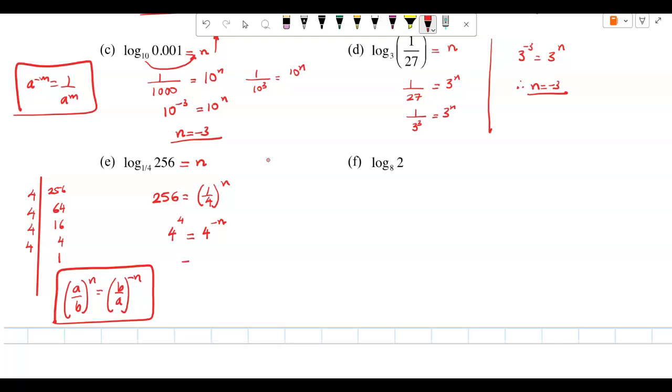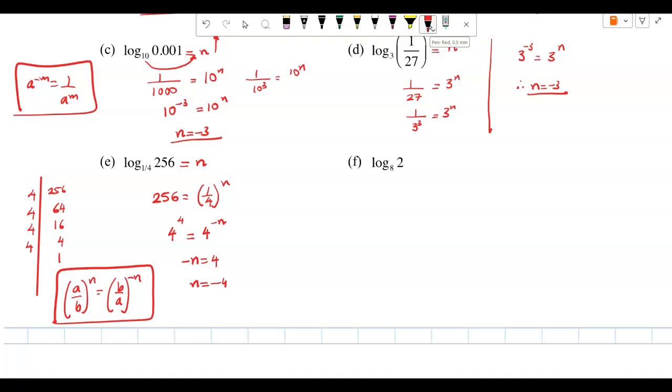So what is the value of minus n is equal to 4? Therefore n is equal to minus 4. You are equating the powers. So minus n is equal to 4. So you have to get the same base. You have to get it at the same level, and it should be the same without a calculator.